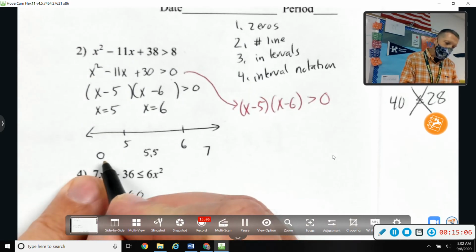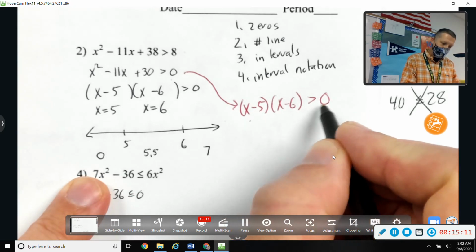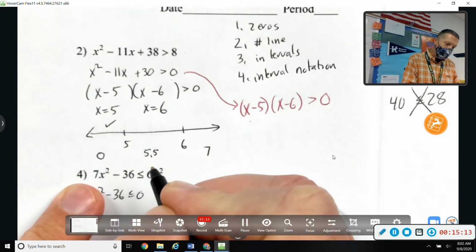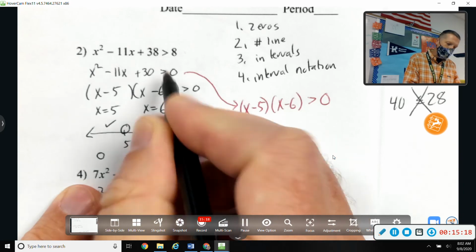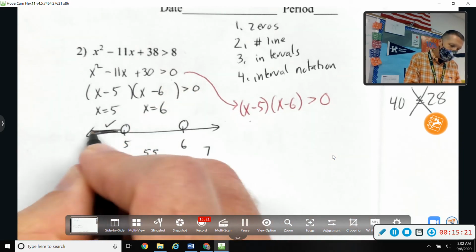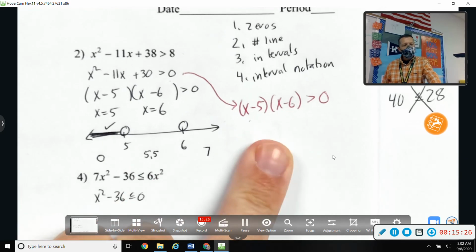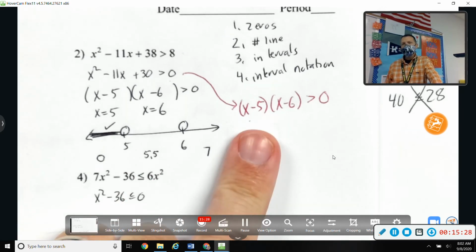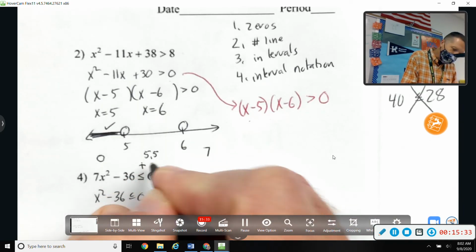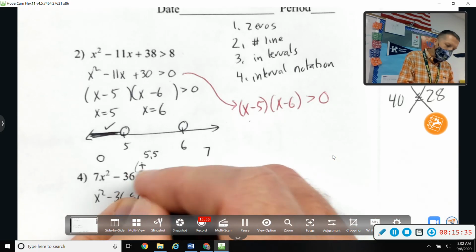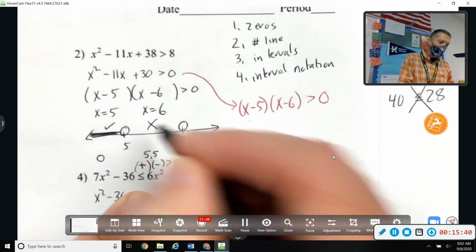So if I plug in 0, I get negative times negative is positive. That's greater than 0, so that works. Oops, I forgot about open circles and closed circles. Both open because we're not equal to. 5.5 is a great example of where testing in the factored form would be a little bit easier, because 5.5 minus 5 would be positive, 5.5 minus 6 would be negative. Negative times positive is not greater than 0.